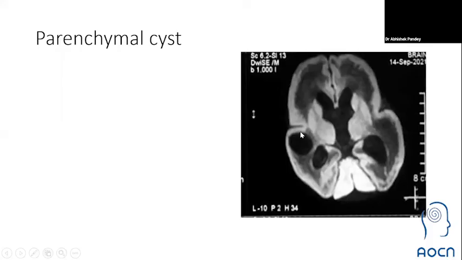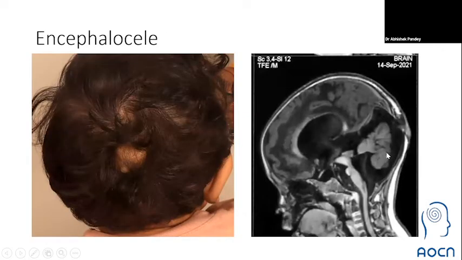Also, there were parenchymal cysts present in the temporal lobe. This is the encephalocele. There is an atretic encephalocele. No brain tissue is herniating through it. It was a small encephalocele. This is the physical finding, and this is the MRI image which you can see. We can also appreciate the ventriculomegaly, the thin corpus callosum, the cerebellar hypoplasia, the thin pons and medulla, and the encephalocele, the bony defect which is seen here.